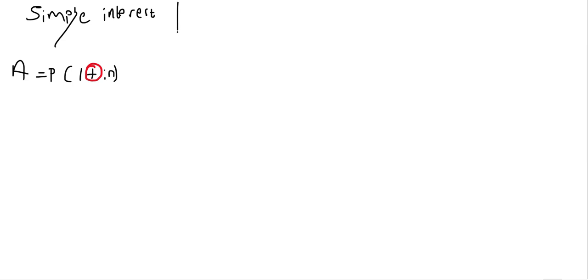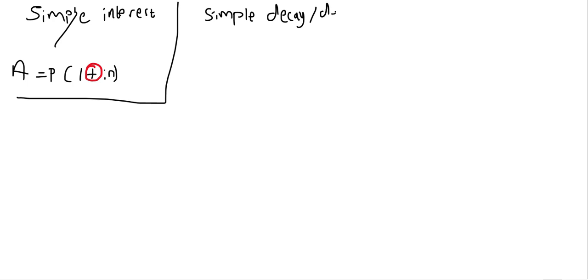Now in this lesson, we're going to talk about something called simple decay or simple depreciation. When something depreciates, it loses value. So now we're going to talk about simple depreciation. Simple decay, you can also call it simple depreciation. So simple interest is when an item gains value, simple decay is when it loses value.